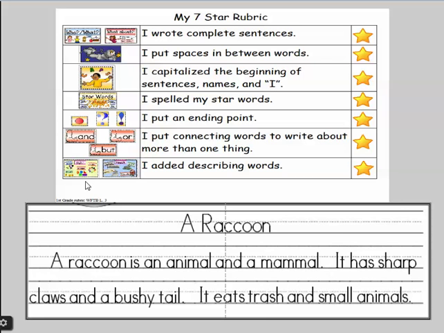So boys and girls, as you can see, we have gone through the writing process, and I've also had you look at the rubric so you can make sure that you have everything complete. I hope this helps, and I will see you tomorrow.